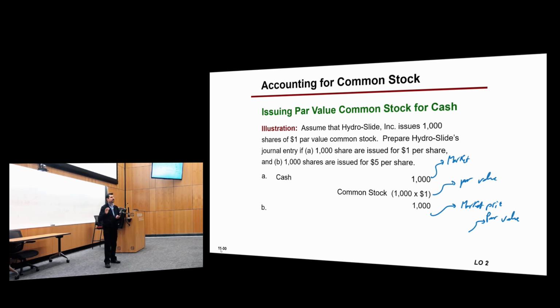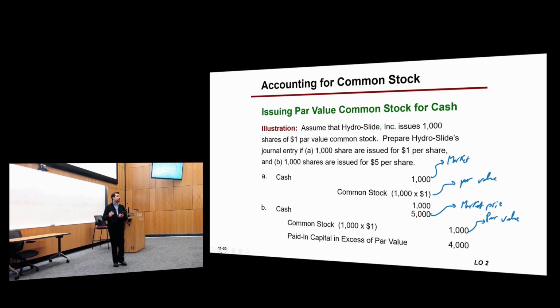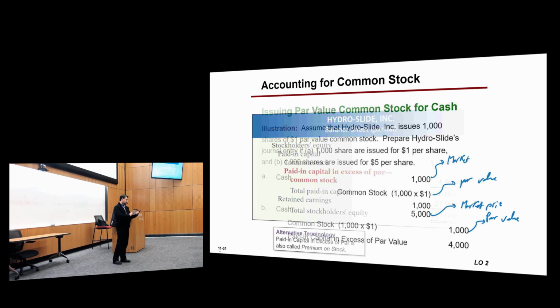If it had stated value, the company will credit common stock stated value. Anything in excess of that amount will be credited to paid-in capital in excess of par value, if it has a par value. If it were stated value, it would be the same thing. Replace the word par value with stated value. Okay? So that was the first example.